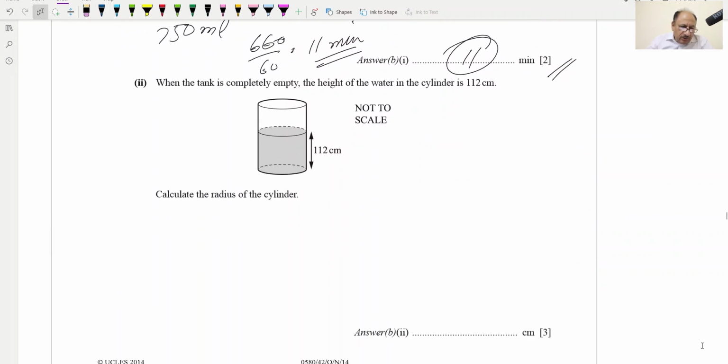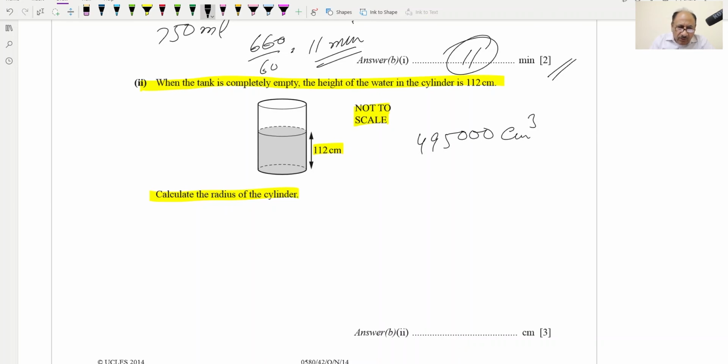Now second part: when the tank is completely empty, the height of water in the cylinder is 112 centimeter. Diagram is not to scale. Calculate the radius of the cylinder. Now they have basically provided us the volume, which we have already calculated, which is 495,000 centimeter cube.